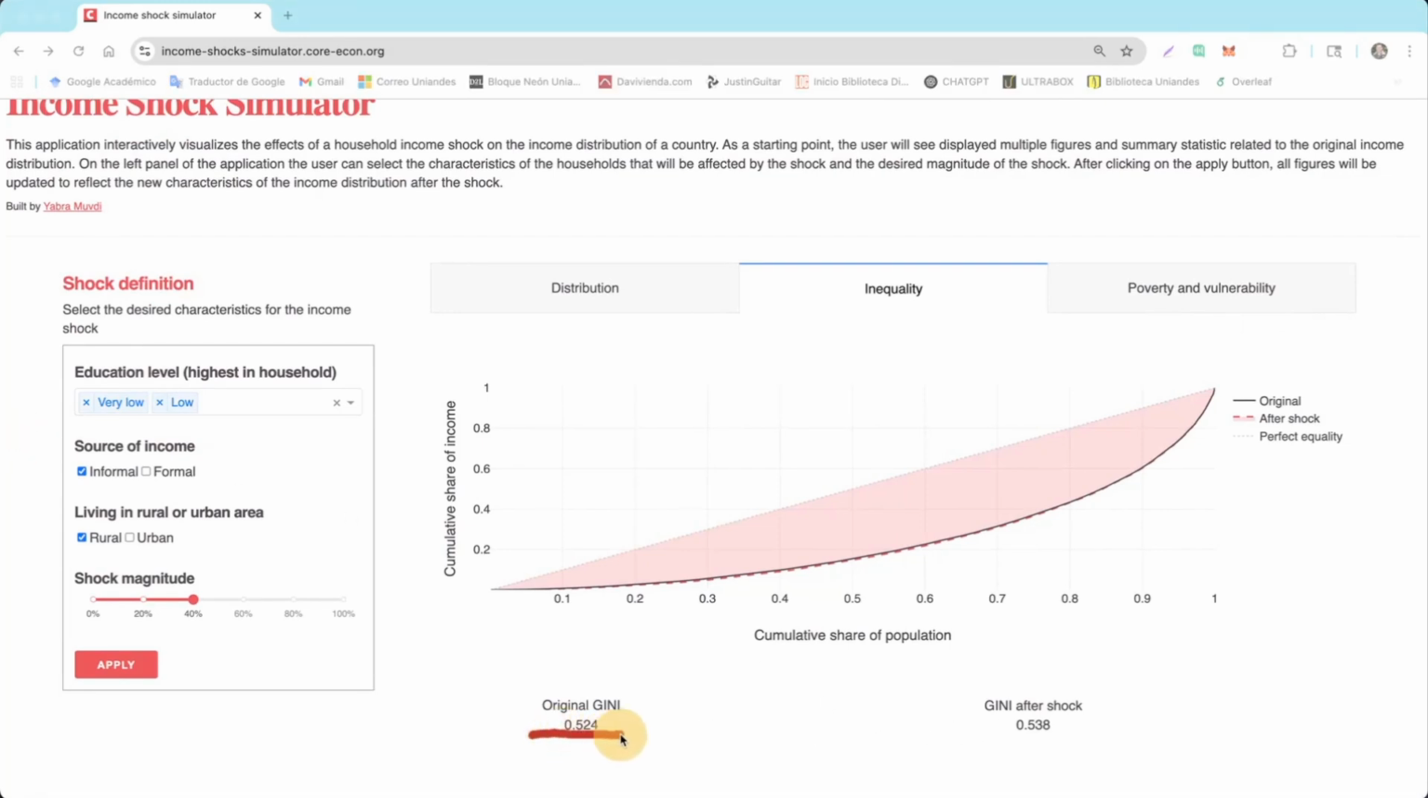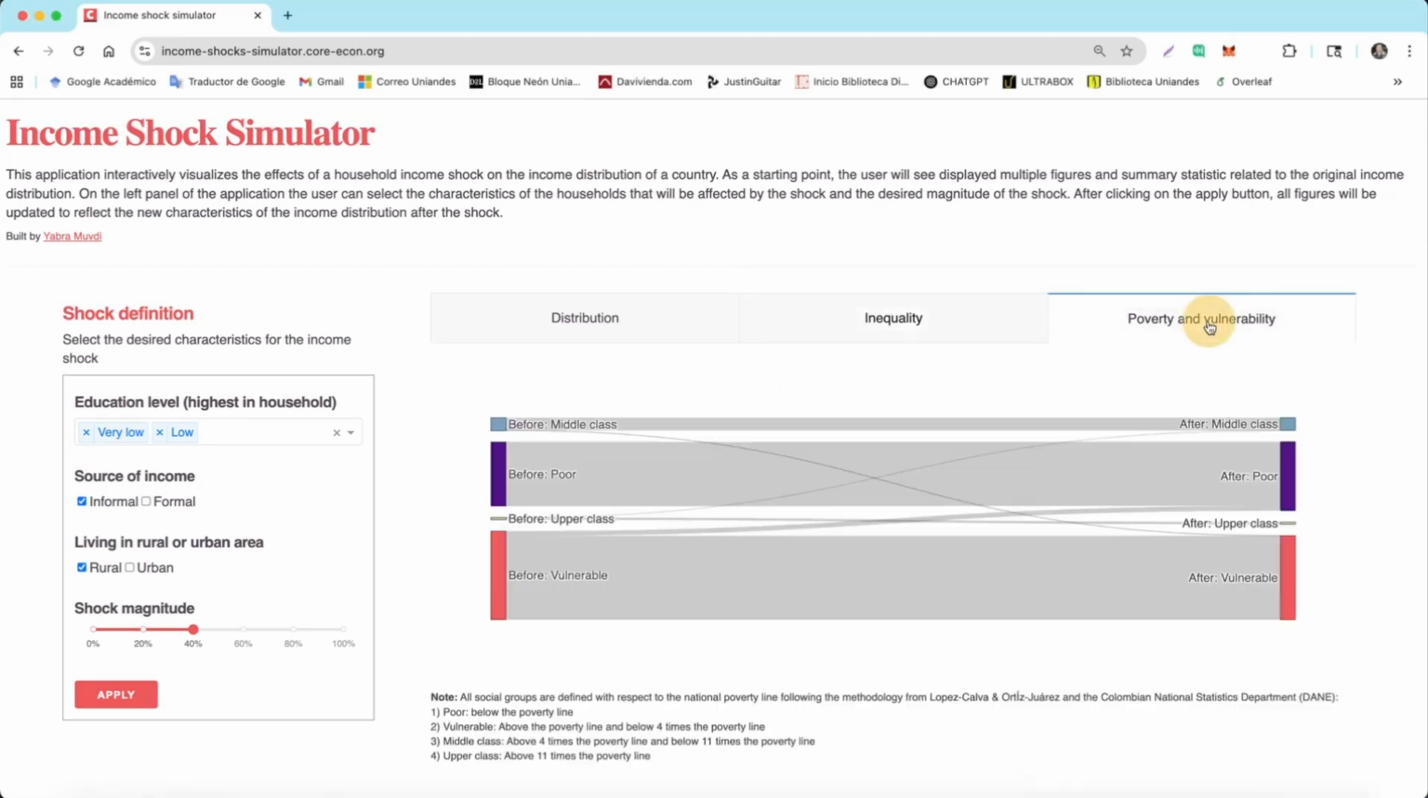We can see that the original Gini coefficient, which was already high at 0.524, rises to a level of 0.538. Although it may not initially seem like a very substantial change in inequality, for a population that already had significantly high levels of inequality, an increase of these crucial Gini points is indeed quite significant.